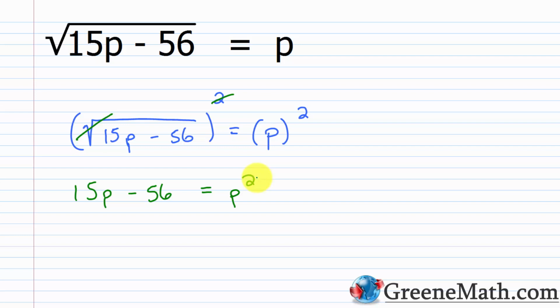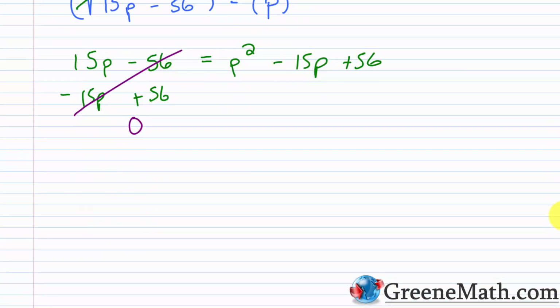All right, so for this, I'm just going to subtract 15p away from both sides. I'm going to add 56 to both sides. And that's going to make this side equal to 0. So what I'm going to have, let me scroll down here a little bit. And I like 0 to be on the right side, so let me move everything over. So I would have p squared minus 15p plus 56 is equal to 0.